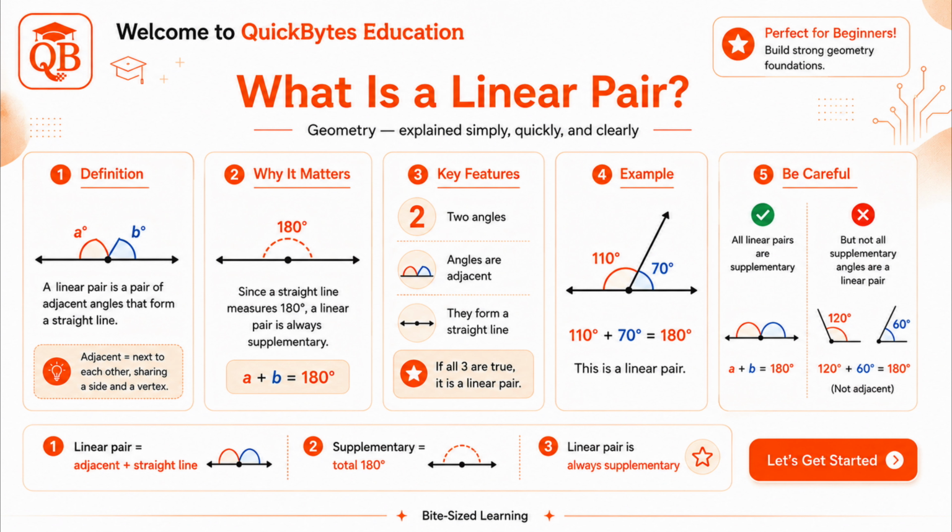Now, let's add one test term you will probably see. A linear pair is a pair of adjacent angles that form a straight line. Since a straight line measures 180 degrees, a linear pair is always supplementary. That means the two angles in a linear pair always add up to 180 degrees. But be careful, all linear pairs are supplementary. But not all supplementary angles have to be a linear pair. Supplementary angles only need to add to 180 degrees. A linear pair must be next to each other and form a straight line.